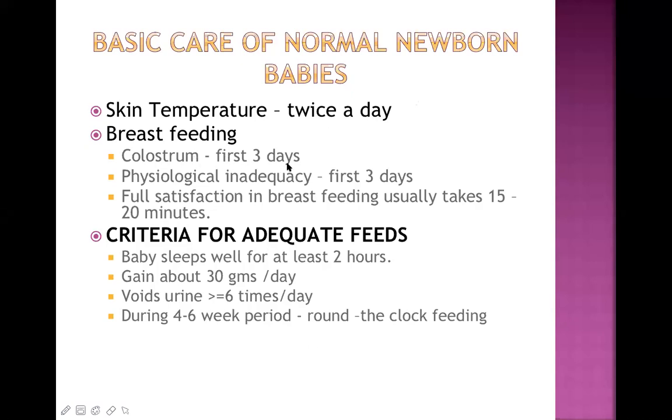For the first 3 days, one special type of milk is coming from the breast, which is called colostrum. This colostrum is thick and slightly yellow in color, and the amount is not that much. But it is very, very important for the baby. Why is colostrum important for the baby?